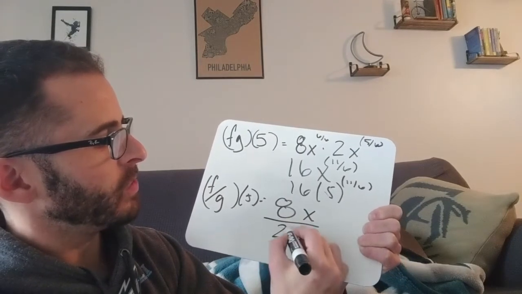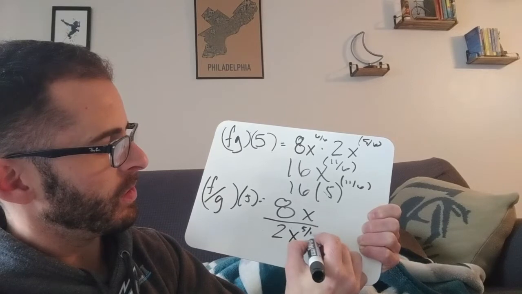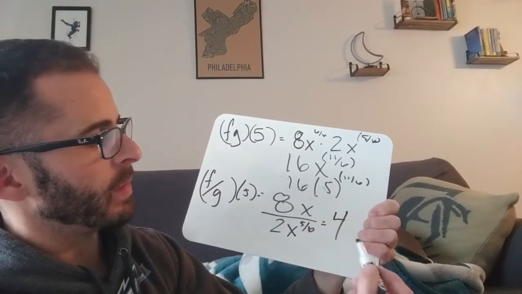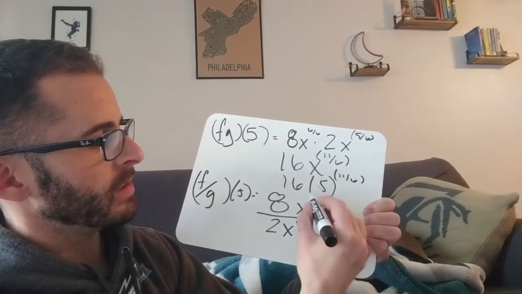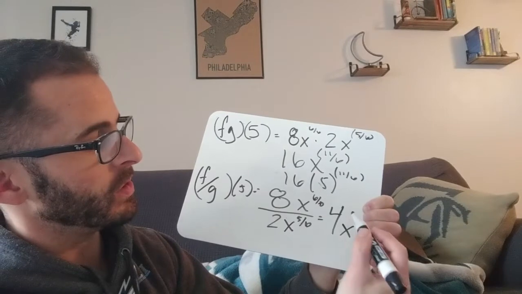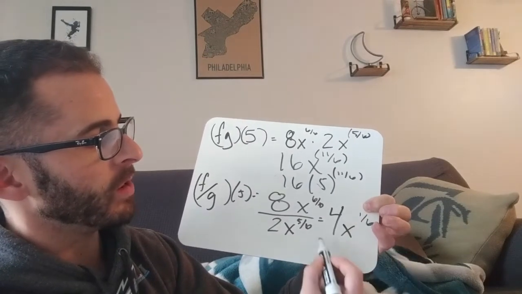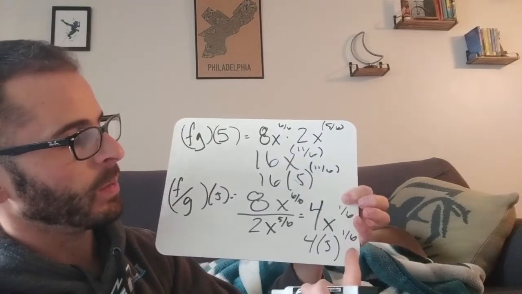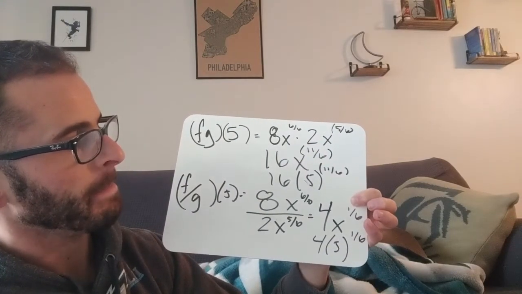8x divided by 2x to the 5/6. I'm dividing my bases, so 8 divided by 2 is 4, and 6/6 minus 5/6 is 1/6, and we're just going to plug in 5 for x. Don't forget your parentheses around the exponent, okay?